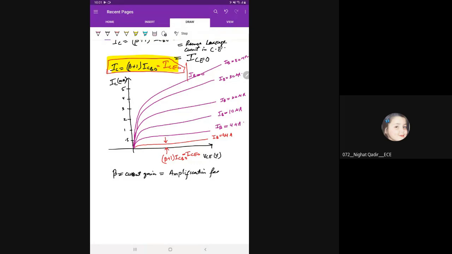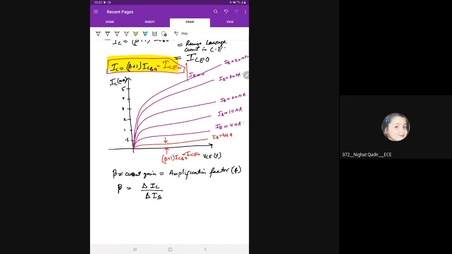Amplification factor is beta in case of common emitter configuration. And we can see from this graph, beta can be calculated by the change in IC, delta IC by delta IB. What is beta? Beta is basically IC by IB, and it can be calculated by delta IC by delta IB.